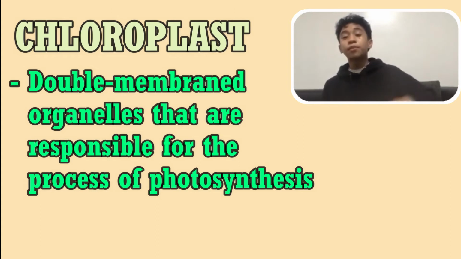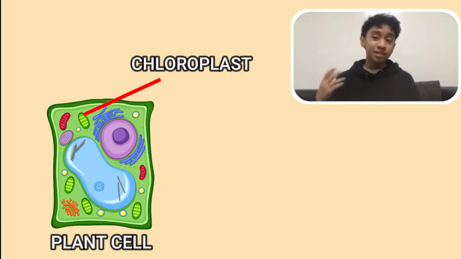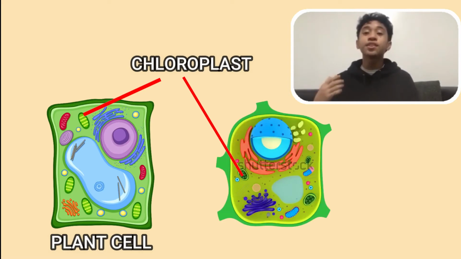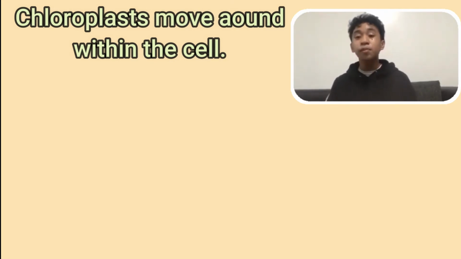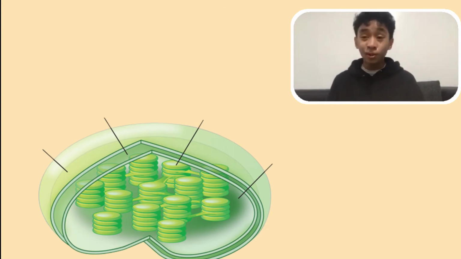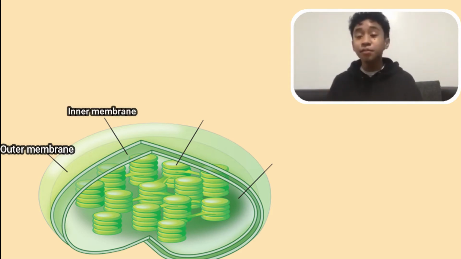Chloroplasts are double membrane organelles that are responsible for the process of photosynthesis. They are found in the plant cells and also in photosynthetic eukaryotes. Chloroplasts move around within the cell, which allows them to position themselves in the most favorable place for absorbing light. The chloroplast is double membrane. It has both an outer and inner membrane and an intermembrane space between them.